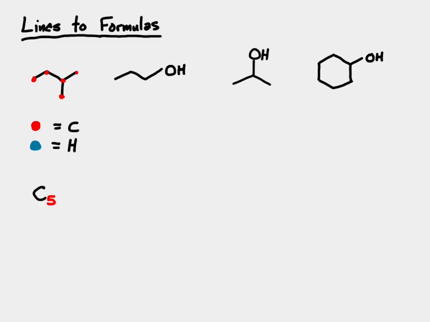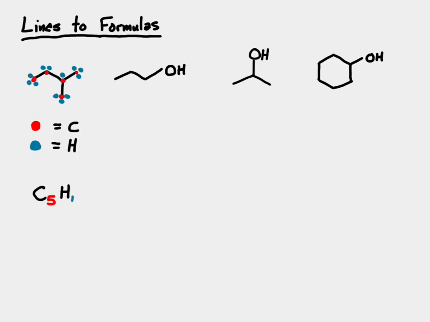So if we look to the skeleton, we recognize that at each junction there's a carbon atom, and so there are 5 carbon atoms. And the way that these formulas work is that unless something else is drawn on that atom, we fill out as many hydrogen atoms as we can, such that carbon has 4 things bound to it.